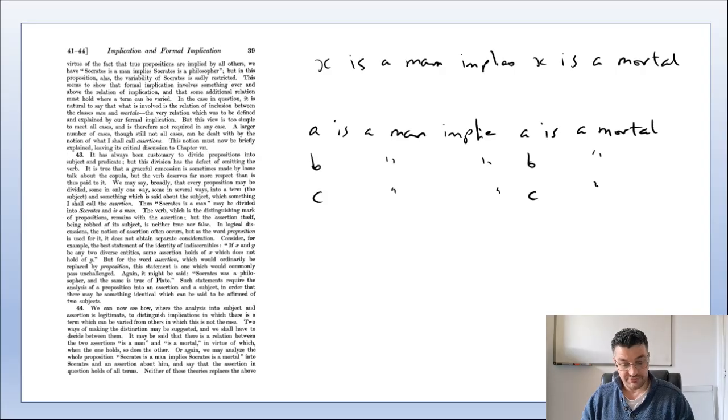So section 44 coming up is where Russell's gonna give his provisional explanation to this. But in this proposition, alas, the variability of Socrates is sadly restricted. Because, okay, Socrates is a man implies Socrates is a philosopher is maybe a true proposition. But if we replace Socrates by another term, unlike in the case where we've got Socrates is a man implies Socrates is immortal, this is always true.